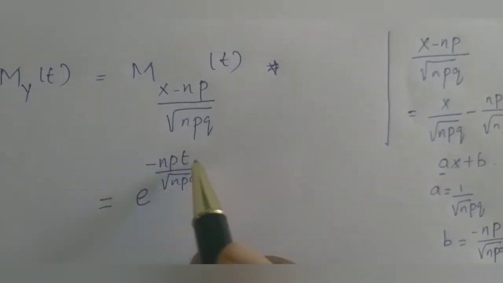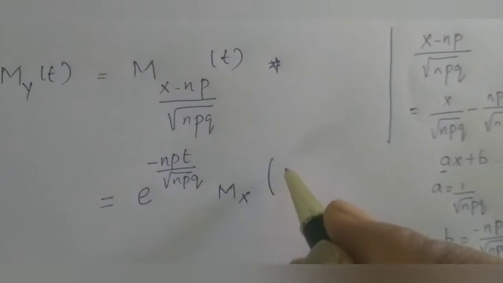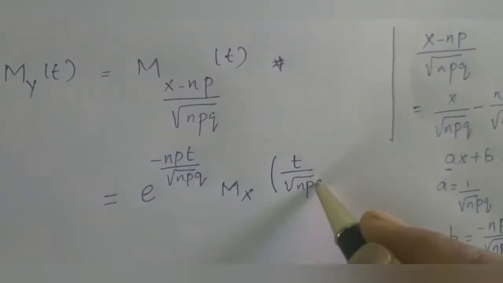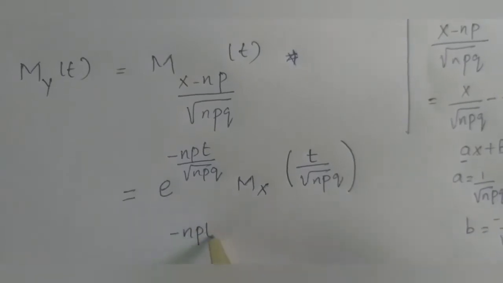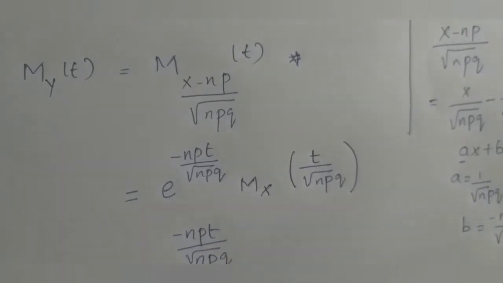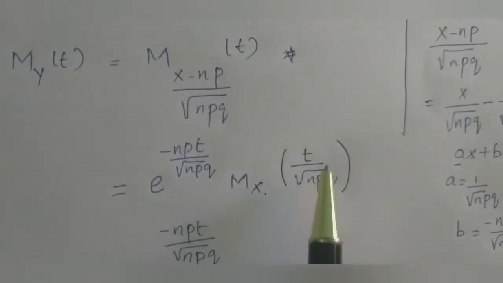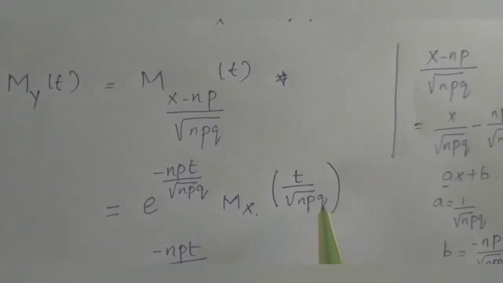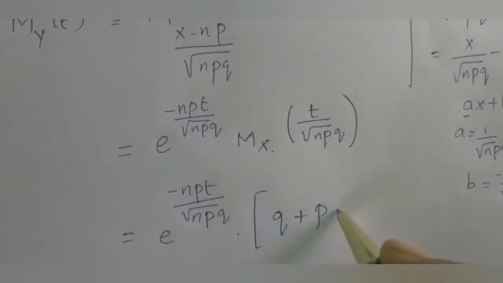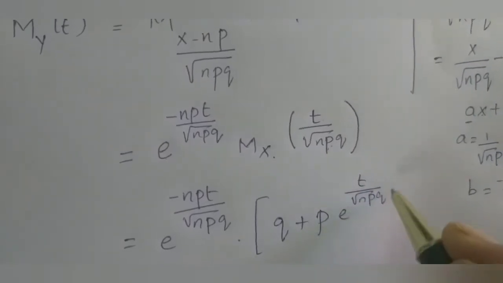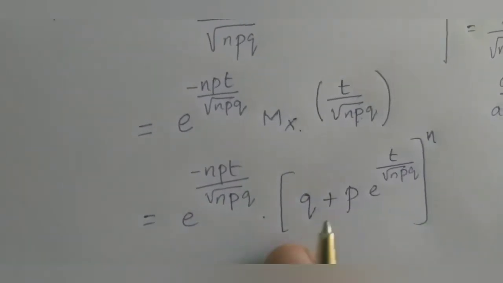Here a is 1 by root of npq, so at is t by root of npq. Then we can write this as e raised to minus npt by root of npq into M_X(t), and we know M_X(t) is q plus p e raised to t, the whole raised to n. Instead of t, we substitute t by root of npq. Then we have q plus p e raised to t by root of npq, the whole raised to n.